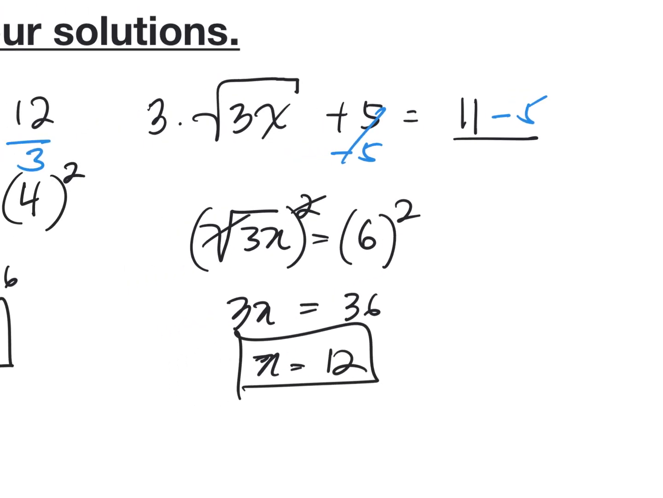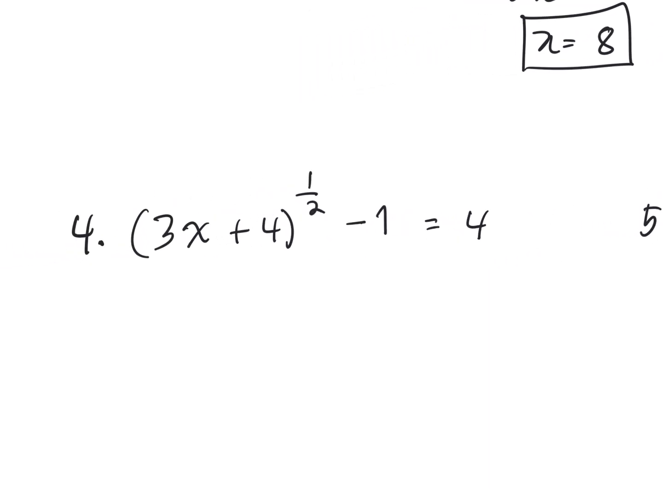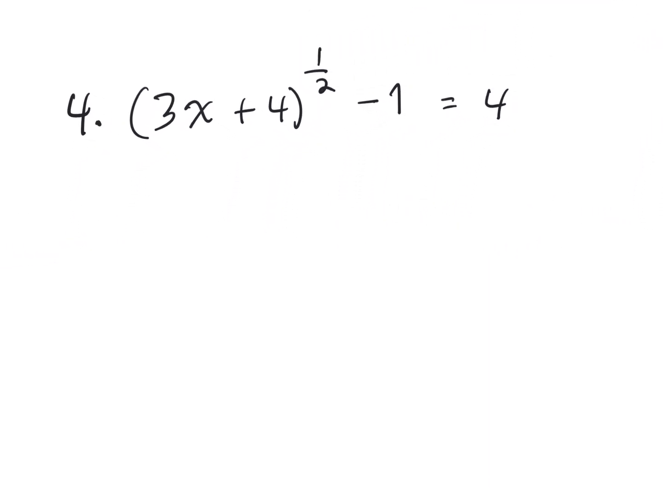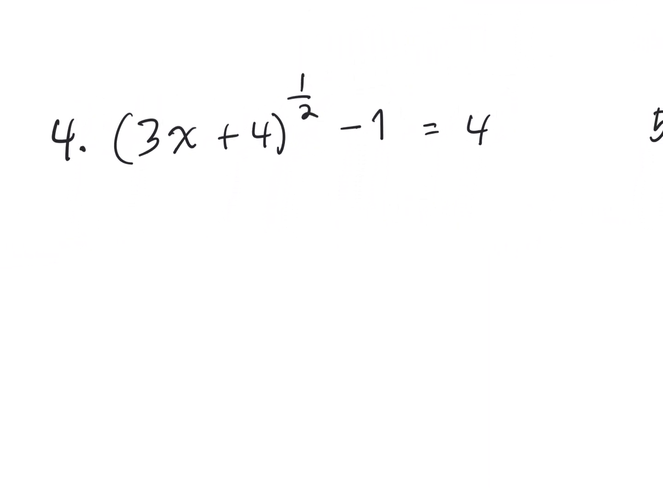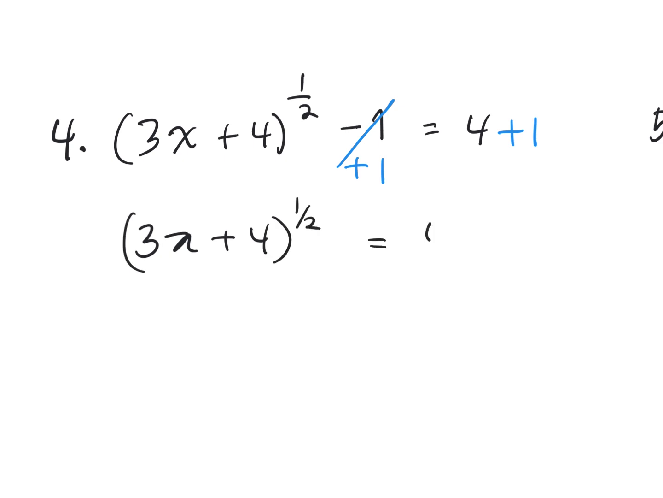Okay, number 4 here. This is number 4: 3x plus 4 raised to 1 half minus 1. So the very first thing I'm going to do in here is add 1 on both sides. Then I will proceed with this one. 3x plus 4 raised to 1 over 2 is equal to 5.